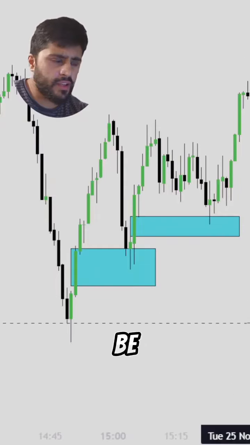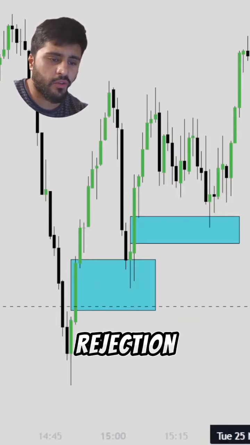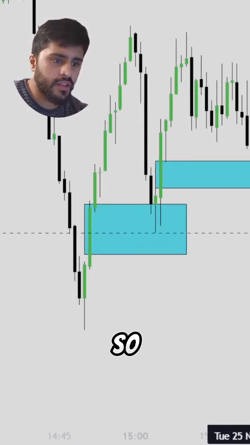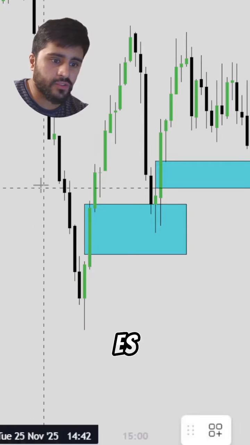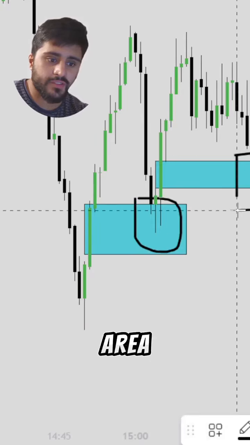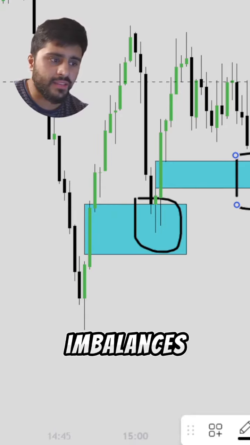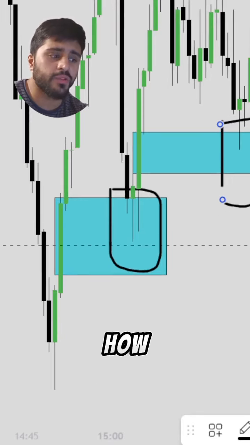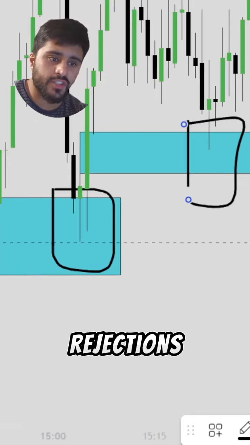So in this video, I'm going to be going over how to spot a rejection of a lower time frame fair value gap, right? So if you trade the 1 minute chart on ES or NQ, I want you to pay attention to this specific area and this specific area. So price came off these imbalances, and I want to explain how you can use order flow to spot these rejections to the upside, right?